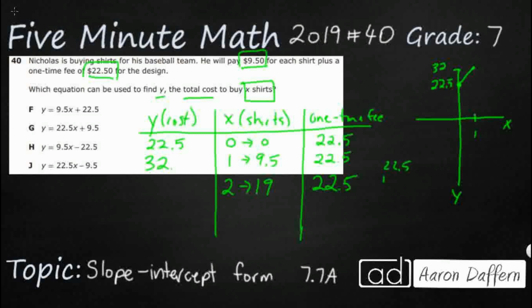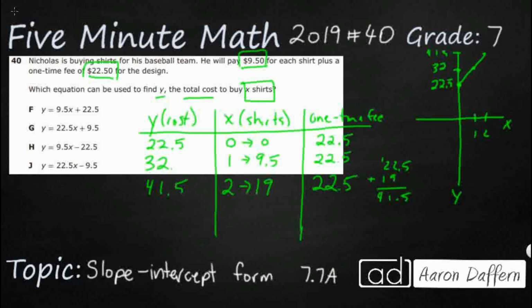22.50 and 19, I'm going to get 41.50. So I could just keep going, but you see how we keep getting bigger and bigger. I'm kind of off my graph, so I have to extend it there, 41.5. All right, so that's kind of what that looks like right there.